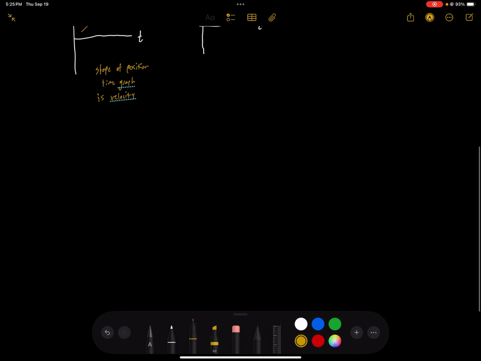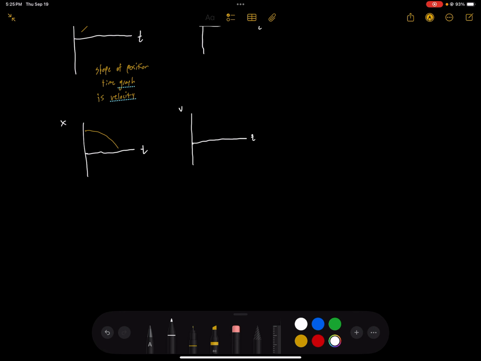Now let's imagine I have a slightly different situation. Let's say the position time graph looks something like this. I'm trying to think how I want to do it. I'll do it like this. Here it's a little different. It's not a line, it's a curve.